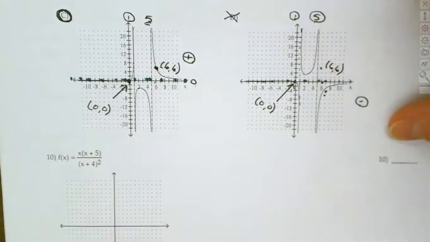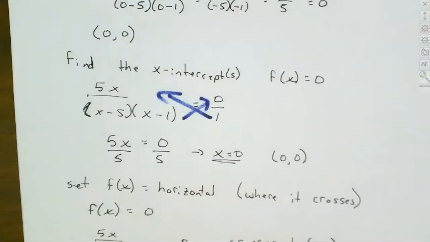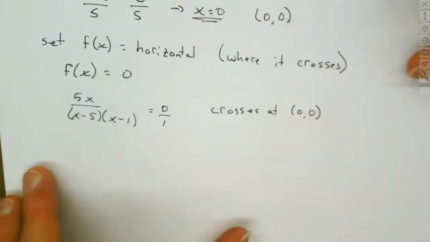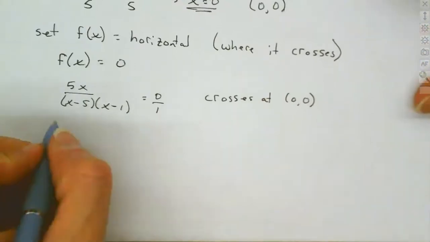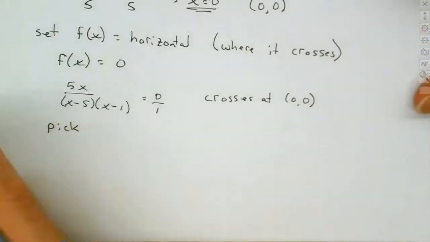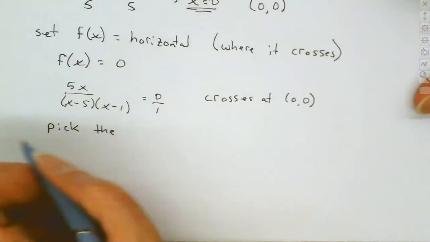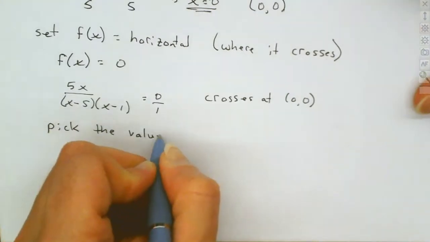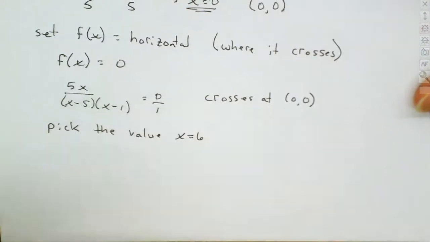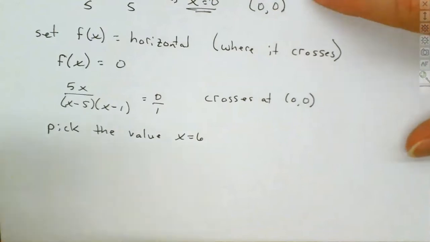So let's use x equals 6. And this should give us what we need. So we need to pick another point. So we're going to pick the value x equals 6. And we're going to plug that in and we're going to see what we get. So plug in 6.